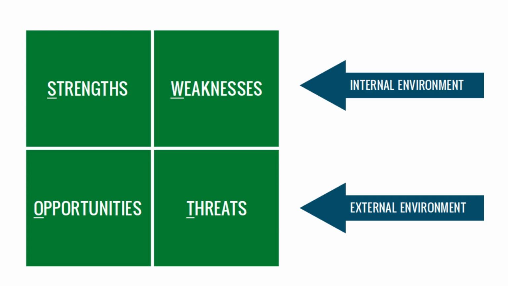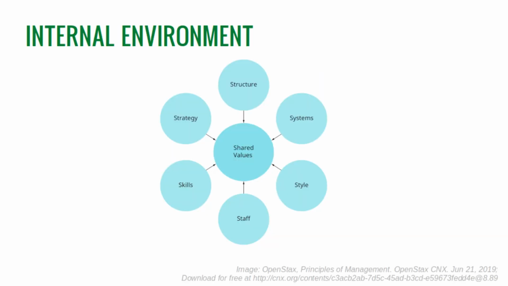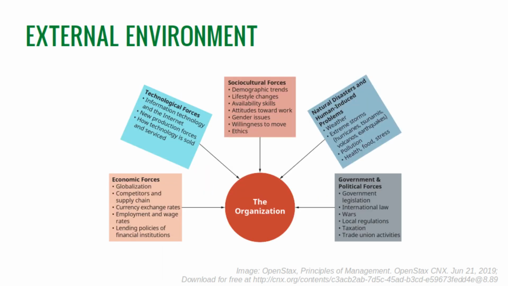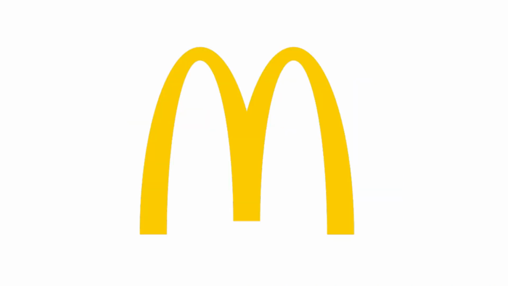If this is new territory for you, we'll do a quick review. The company's internal environment includes things such as the people, the management, their style of running the business, processes, systems, management structure, strategy, and the skills of the organization as a whole. The external environment includes things like economic forces, technology forces, sociocultural forces, natural disasters and human-induced problems, and government and political forces. Today we're going to walk through an example of creating a SWOT analysis for McDonald's.